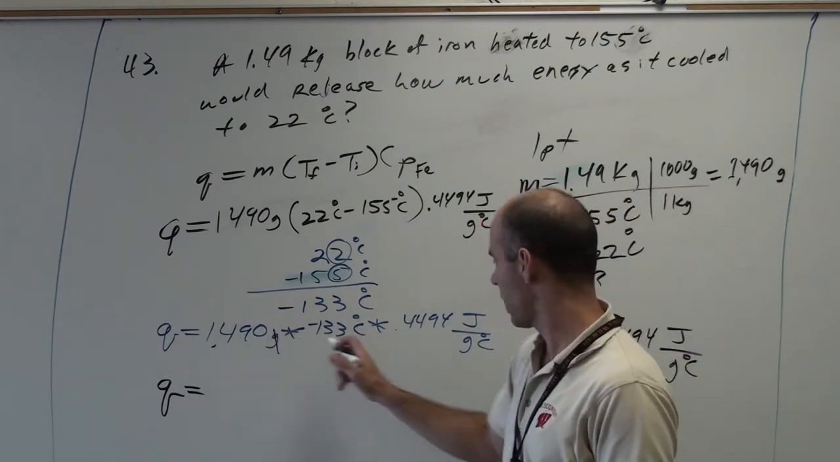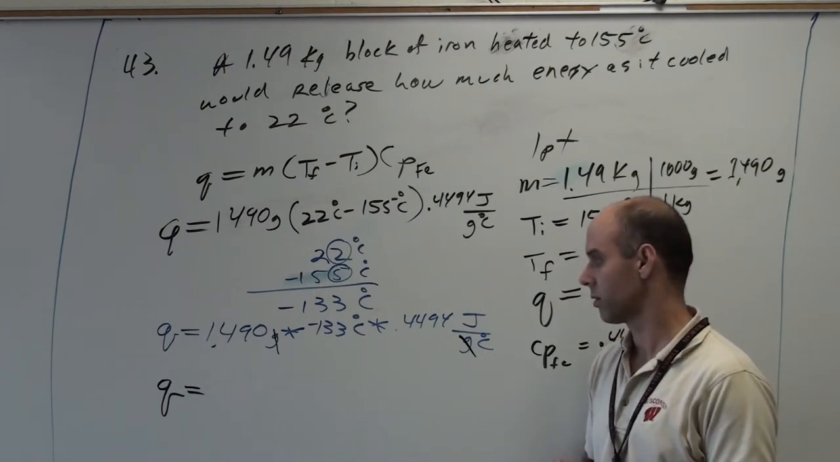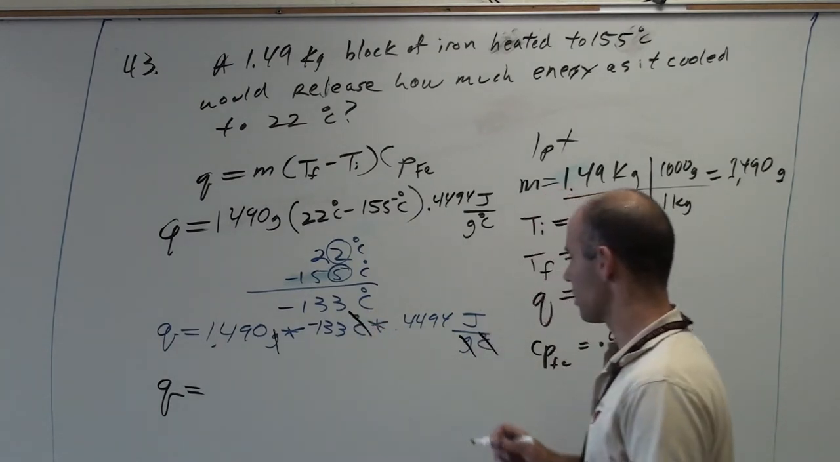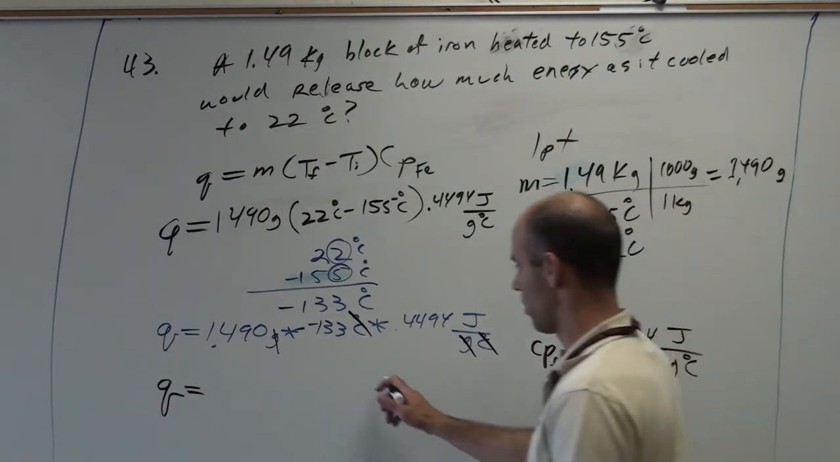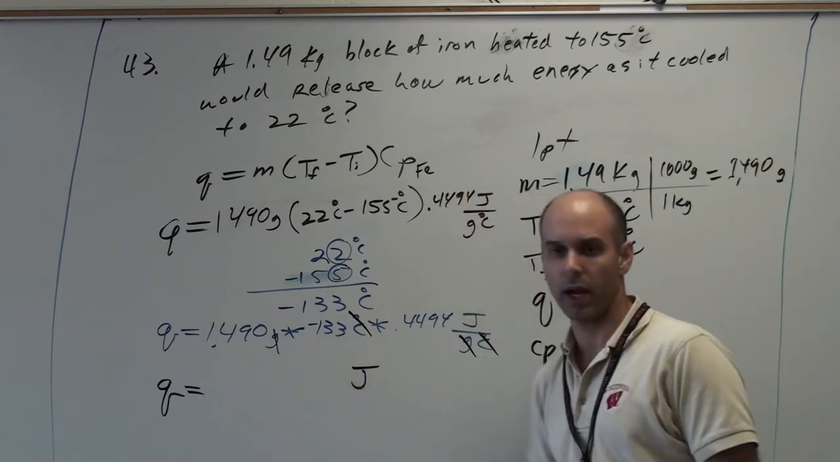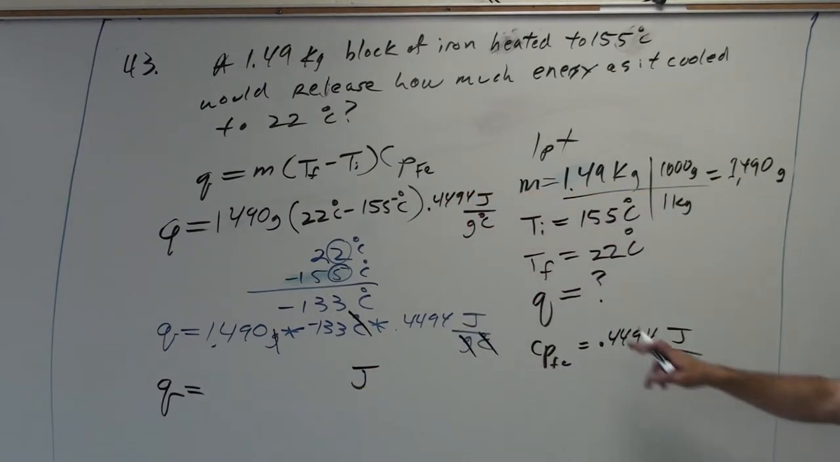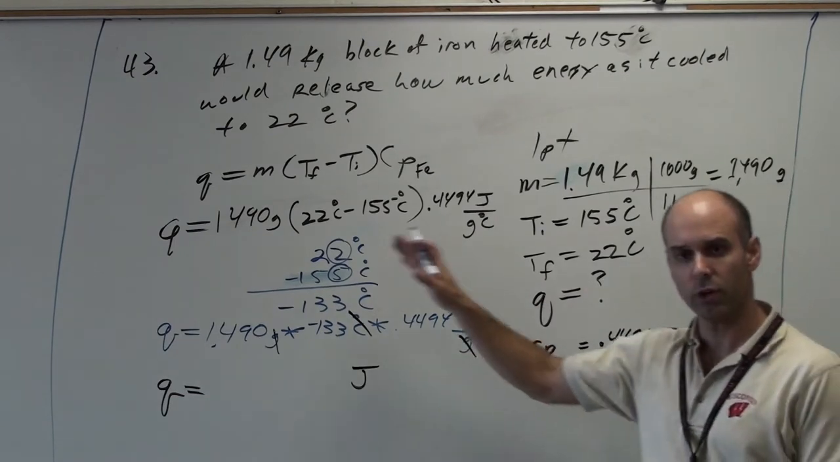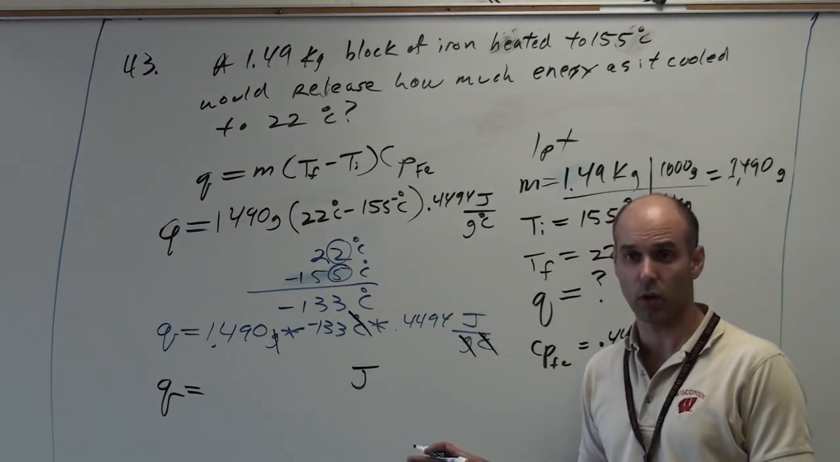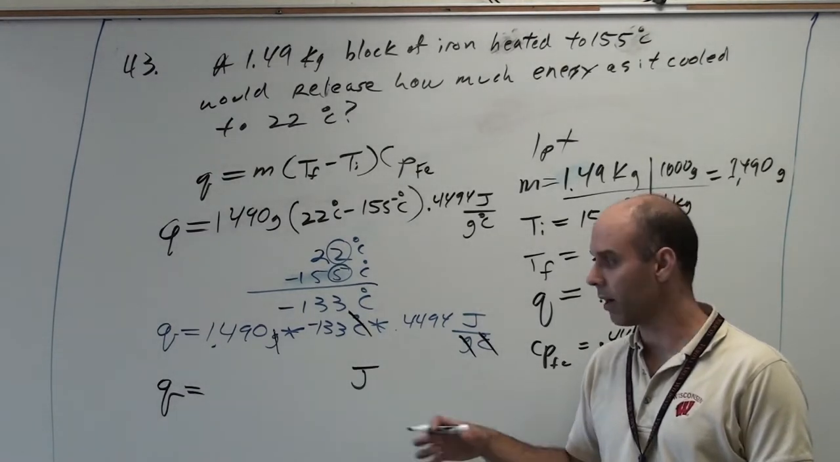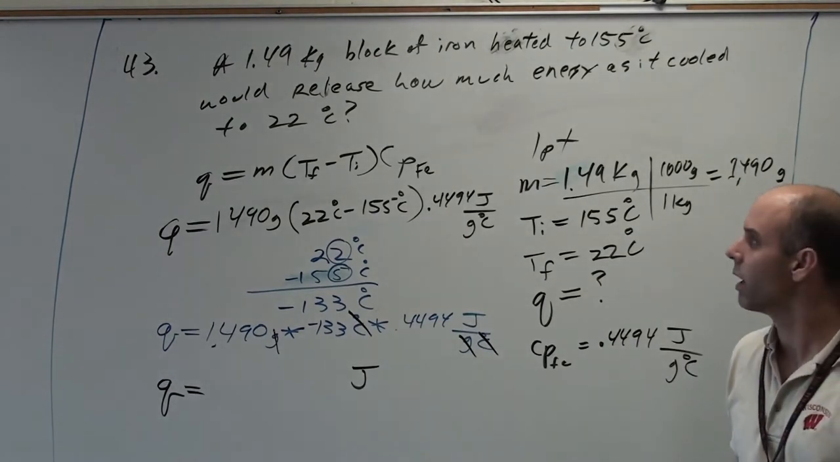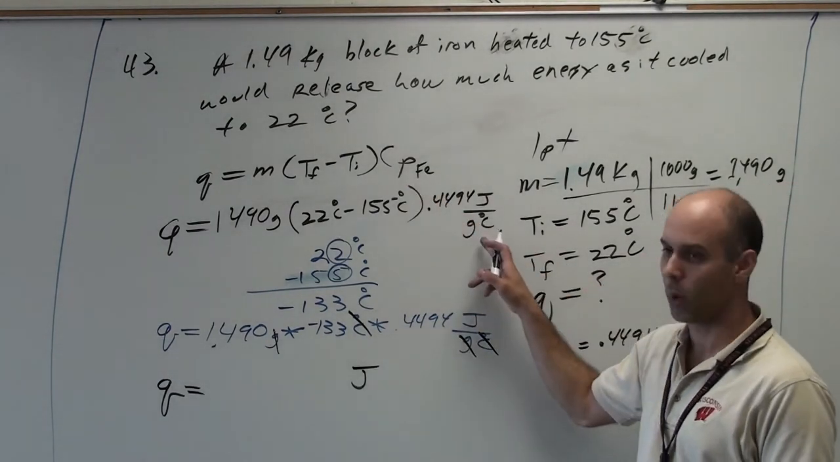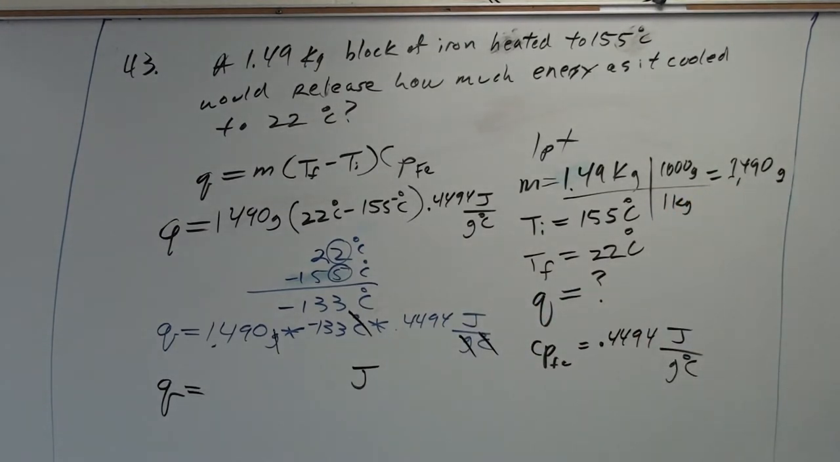So the grams will cancel with the grams. The Celsius cancels with the Celsius. Does anything cancel with the joules? No. What do we measure energy in? Joules. Okay? So you always want to just double check yourself. If your units don't cancel correctly, then you know you did something wrong. If at the end of the problem your mass is in Celsius, something's wrong. If at the end of the problem your specific heat is grams, you know something is wrong. So now we can multiply.